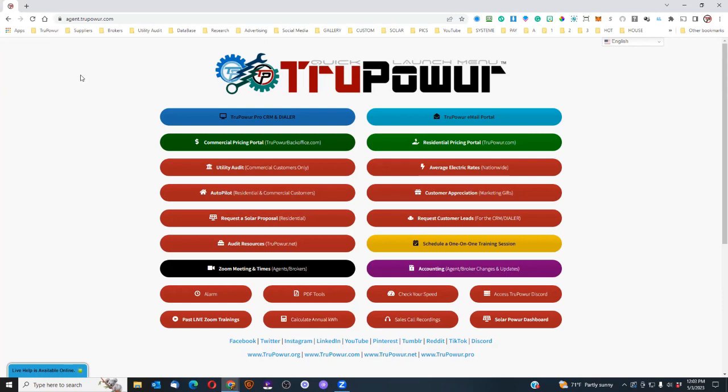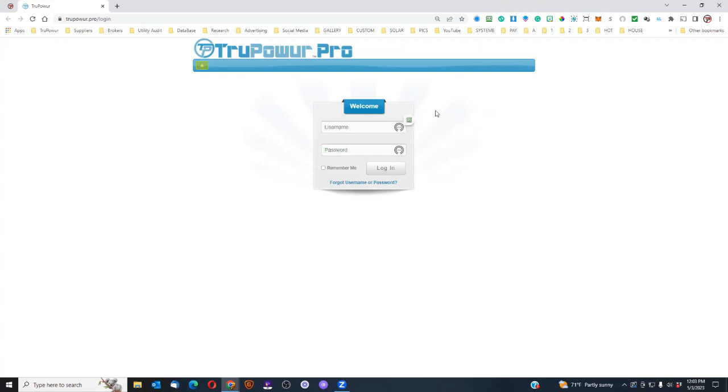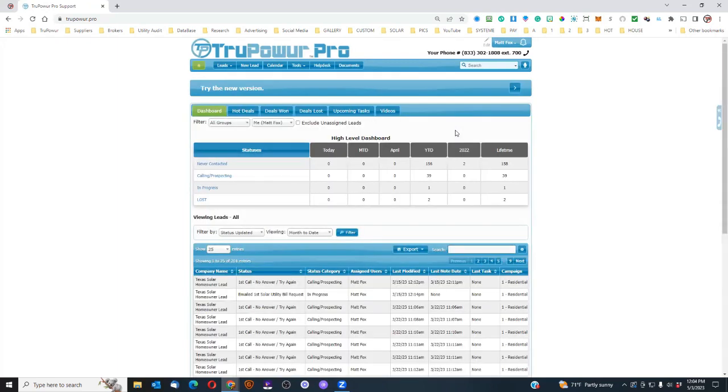So let's start from the top left and work our way around through the quick launch menu and some of the things that are available. So the CRM, once you log in. Okay, so there you go. Now we are logged into the CRM and the dialer, and there are a couple of places that I want to point out, information that you can find that are resources available within the CRM and dialer.